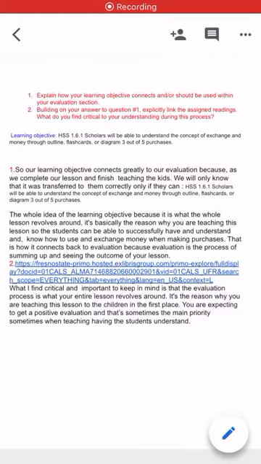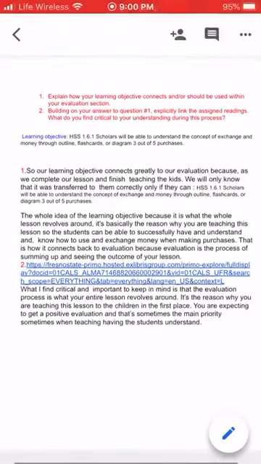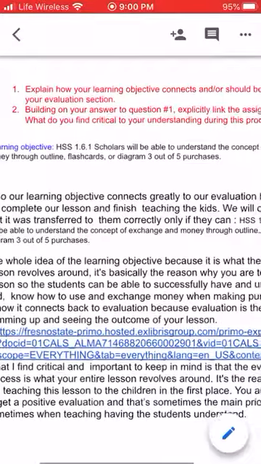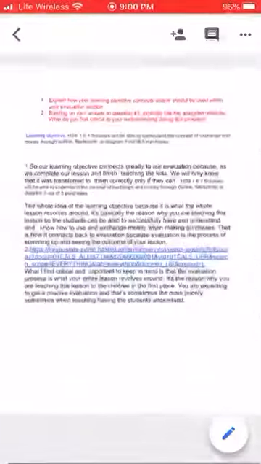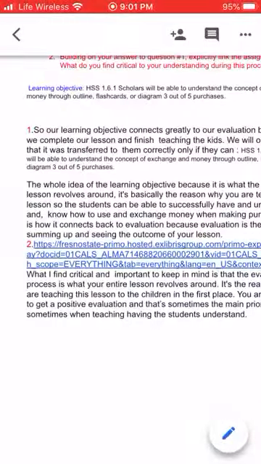Week 6 reflection questions. Reflection question number 1. Explain how your learning objective connects and should be used within your evaluation section. Okay, so for number 1, I answered that.